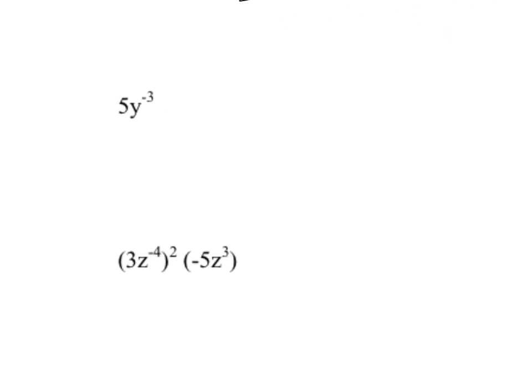Another question, we have 5y to the negative 3rd. This is over 1. If you notice, only the y has the negative exponent. So that would be 5 on top, y cubed below. The 5 does not move because it's not being affected by the negative exponent.